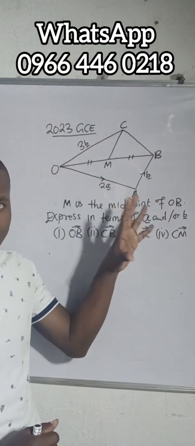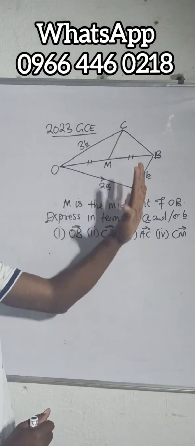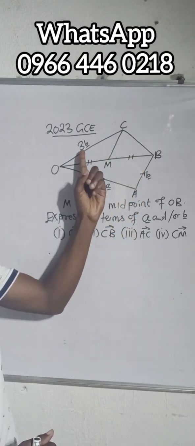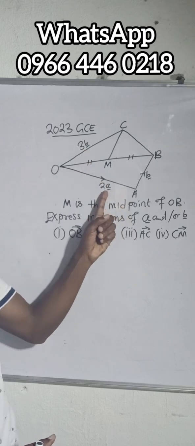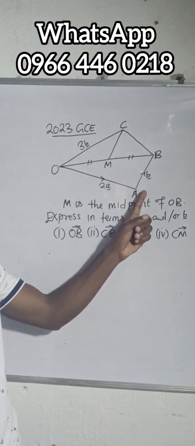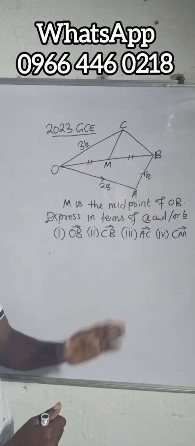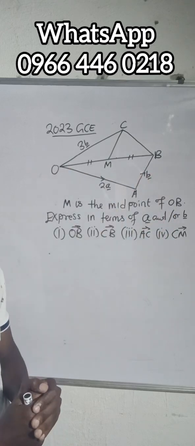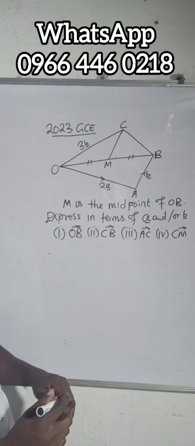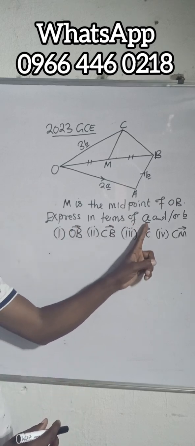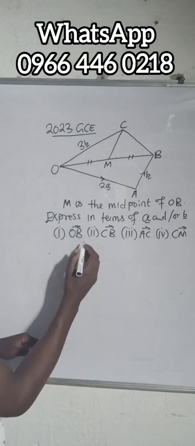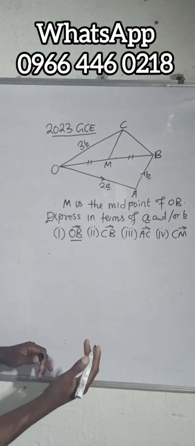So the information is that we can see from the diagram that OC is vector 3b, OA is vector 2a, and AB is just vector b. And then we know that M is the midpoint of OB. So now the first question is to express in terms of vector a and b, OB. So now we have to find this vector.